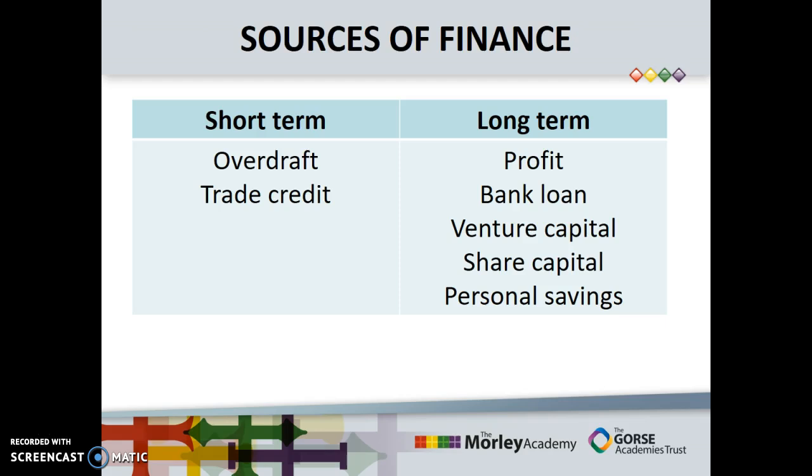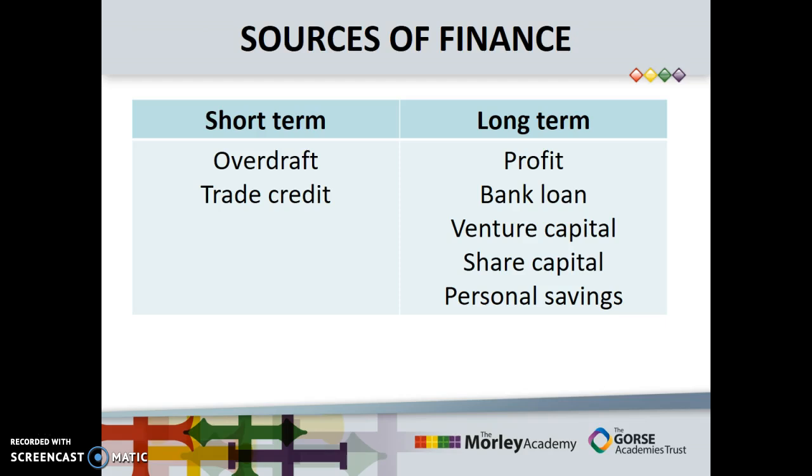Sources of finance. Memorise. Okay, short-term overdraft, trade credit, long-term retained profit, bank loan, venture capital, share capital, personal savings. Venture capital, think Dragon's Den. So people walk into the den, they say, I will give you 10% of my business if you will give me some money. Share capital, limited companies selling parts of their business, very similar to venture capital.